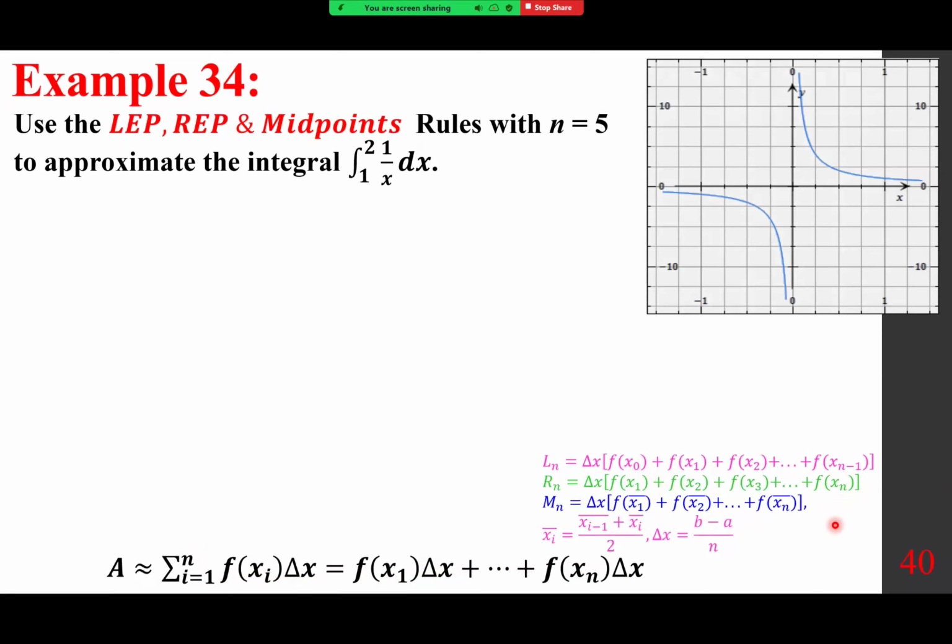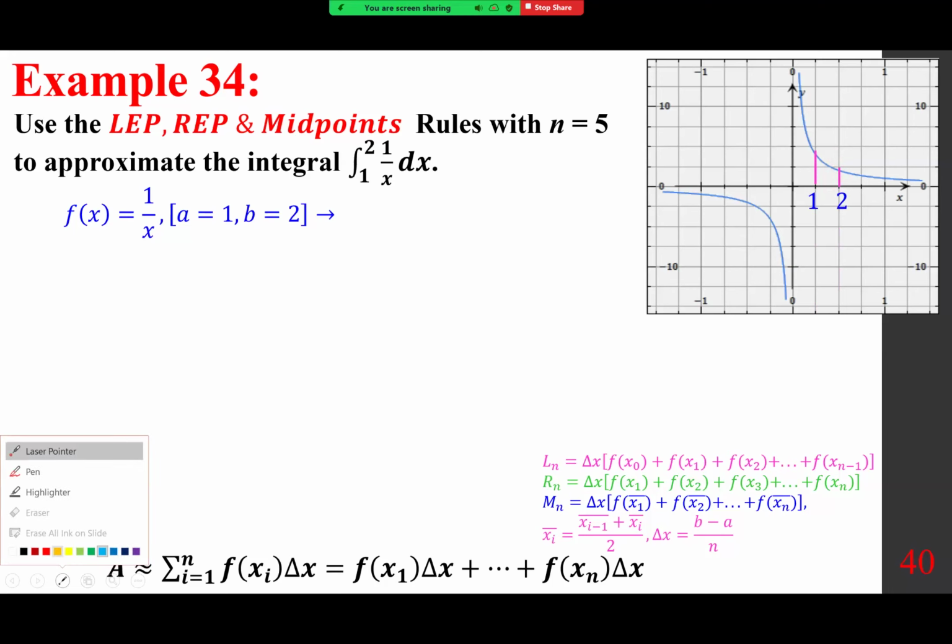First and foremost, we're going to graph the function f of x equals 1 over x. We want a equals 1, b equals 2, so we're going to go from 1 to 2. And that means we want this shaded region. So from 1 to 2, I'm going to use a line segment, and I make it large enough so we can see it.